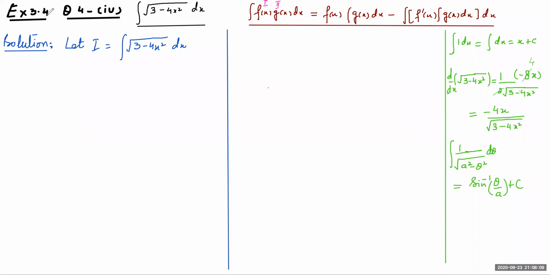Bismillahirrahmanirrahim. Exercise 3.4, question number 4, part 4. Integral of square root of 3 minus 4x square dx.